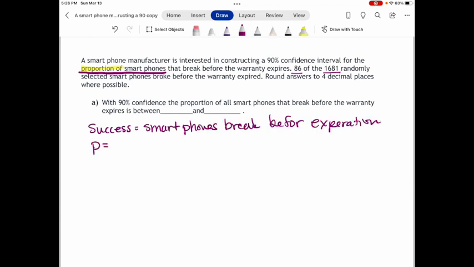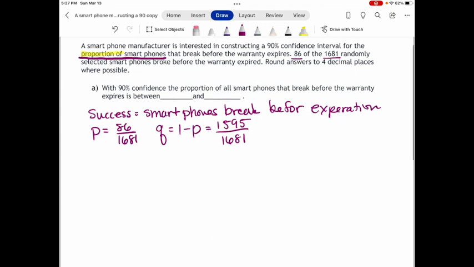So our value of P is going to be 86 out of 1681, which means our Q, I do 1 minus P, that gives me the Q is 1595 over 1681. So there's our P and there's our Q.